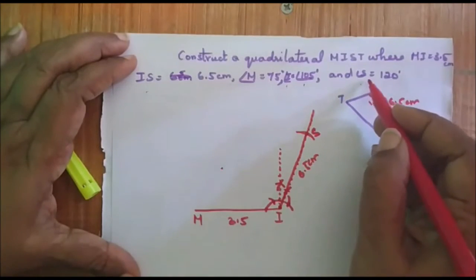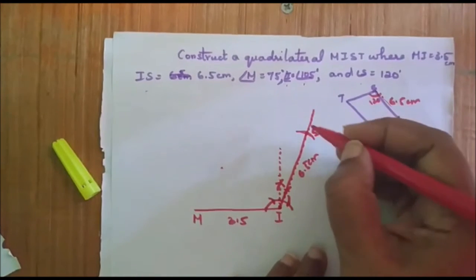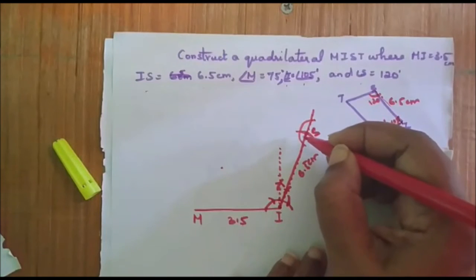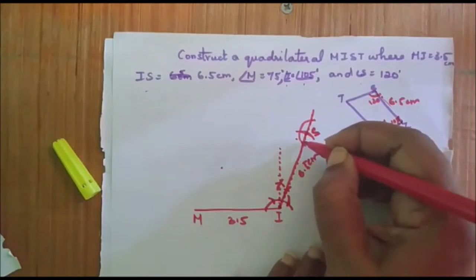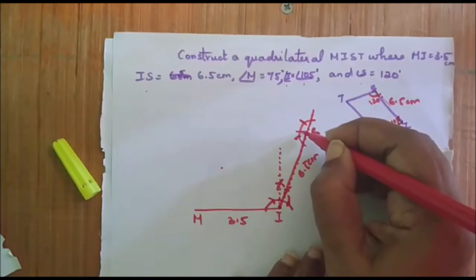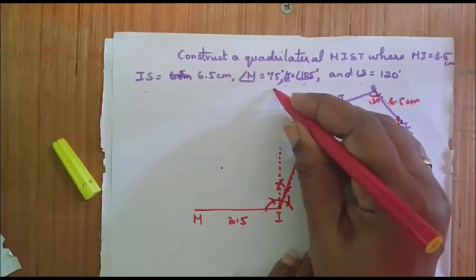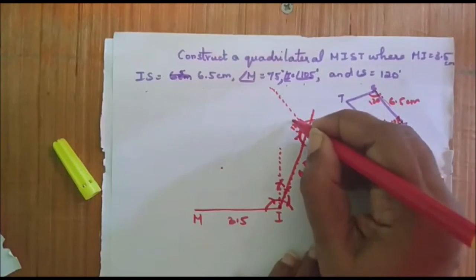We are given that angle S is 120 degrees. So keeping S as the center, I draw an arc like this. I can draw one arc here and draw another arc here. So this arc is 120 degrees. I hope you get it. This is 120 degrees and this angle is 120 degrees.